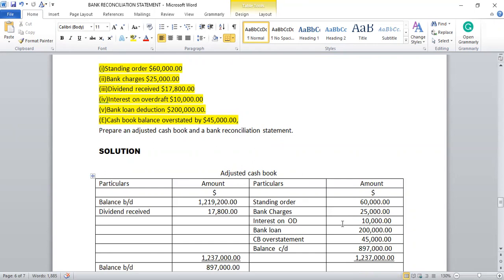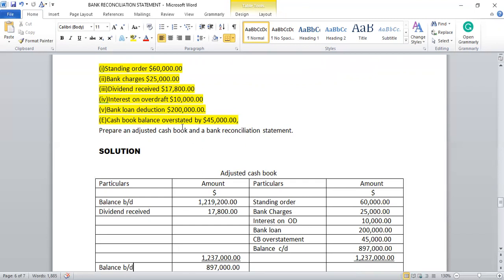Okay. The bank loan, $200,000. So this is the bank loan deduction. They deducted the loan that we collected. It has been debited in the bank statement, so we have to credit. That's why we are crediting it, because it has been deducted in the bank statement. That's it. Okay, $200,000.